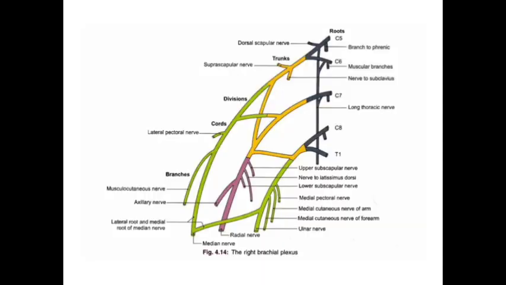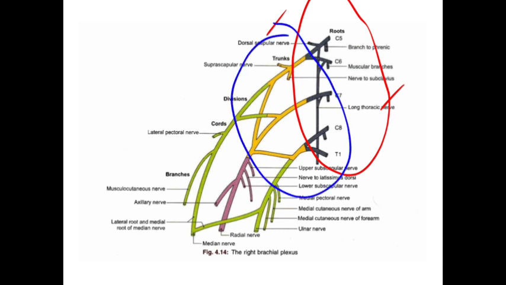Now, from here you can see this is the root of the brachial plexus, and we have the dorsoscapular nerve, which is a branch of this root, and a long thoracic nerve, which is a branch of the root. This is the trunk of the brachial plexus, and we have the suprascapular nerve, which is a branch of the trunk, and the nerve to the subclavius, which is also a branch of the trunk.